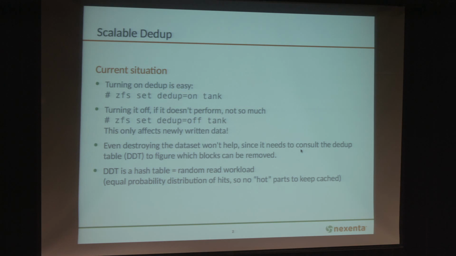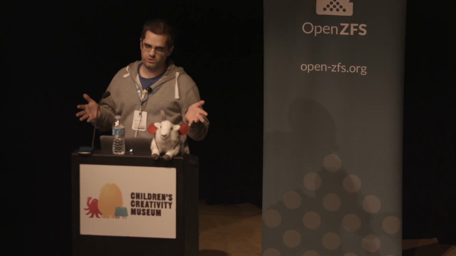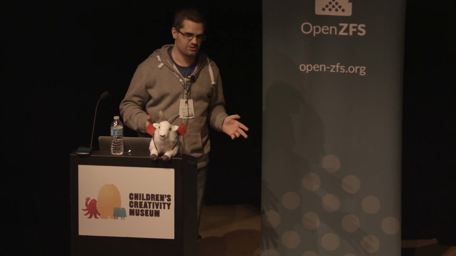So we thought to ourselves, the primary design problem that we have considered is that dedupe really loves memory. It really needs a lot of memory to work, but it doesn't really care if it has it. If your dedupe table grows to 10 times your memory size, so what? It's your problem. You should have planned ahead, right? So the usual advice that we give to customers, and basically to anybody, is: how much memory do you need? You have to consider that first.